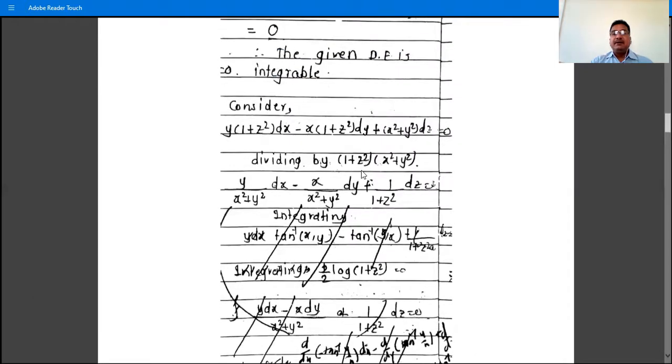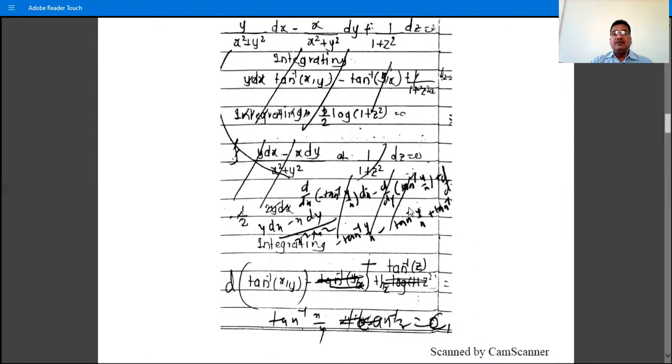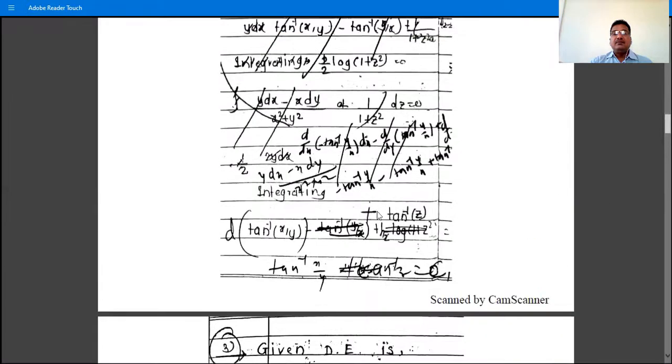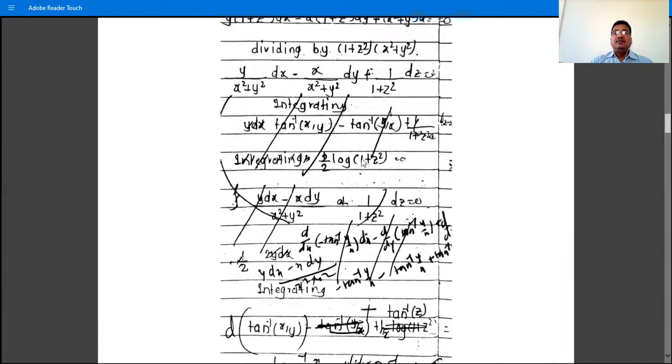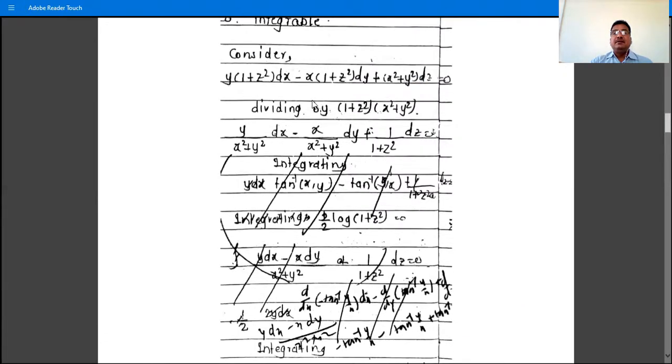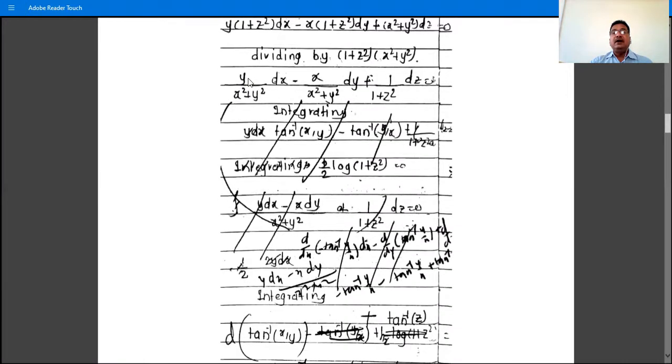After dividing by this, we have y/(x² + y²) dx, then minus x/(x² + y²) dy, plus 1/(1 + z²) dz equal to 0. And if we take x² + y² as the LCM, then what do we have? y dx − x dy, its simplification.